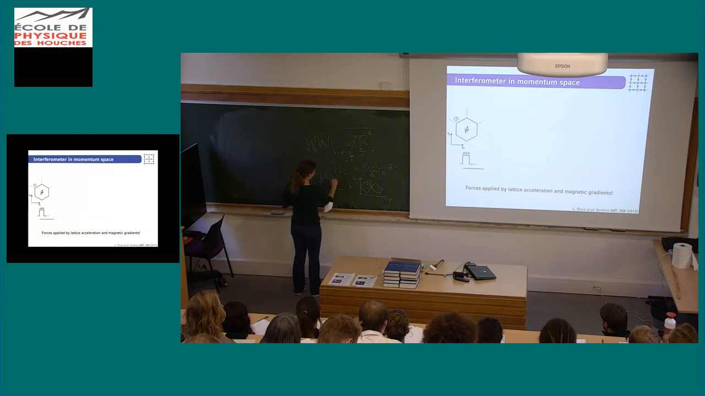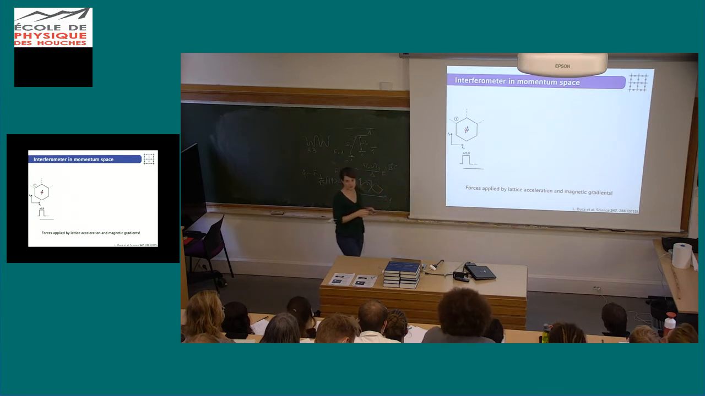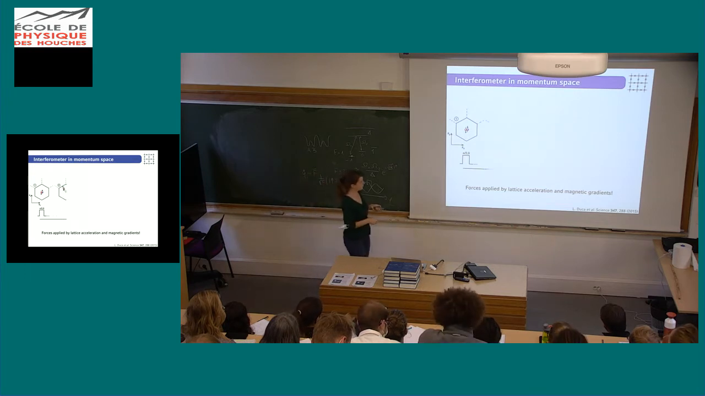And then we apply a magnetic field gradient in order to make them travel along opposite directions. Now the magnetic field gradient will be applied along the x-axis, so they will move like this. But in addition, we also want them to move up because we want to encircle the Dirac cone. So we combine this with the lattice acceleration, which is independent of the spin. So now we have two forces, one that is spin-dependent like this, and one that is spin-independent, perpendicular to that. So this opens up the interferometer.